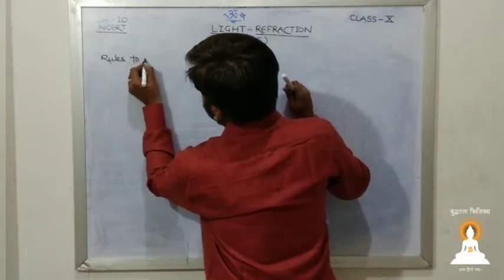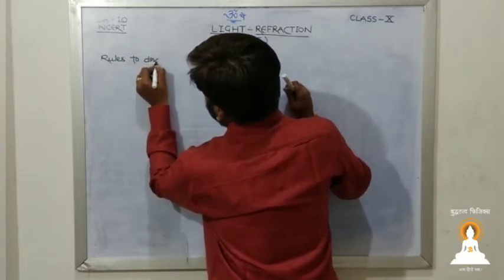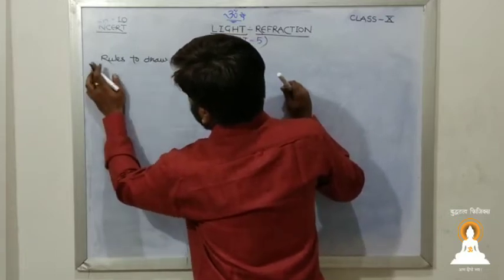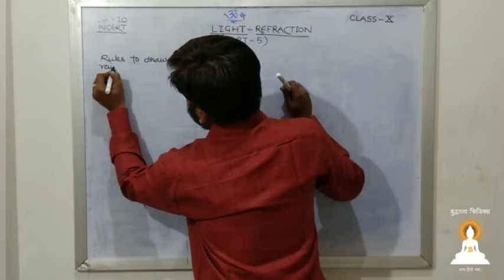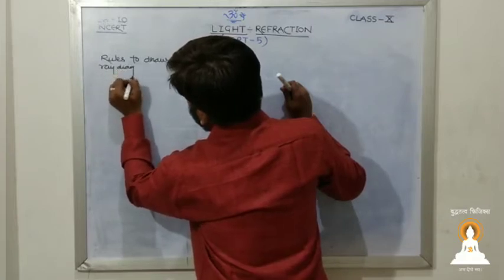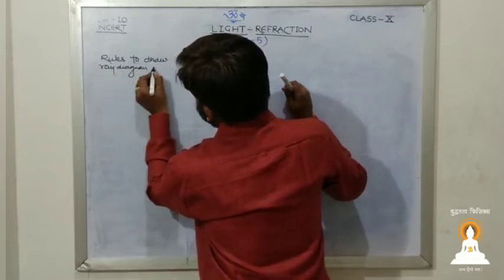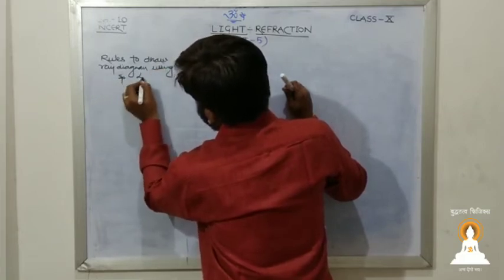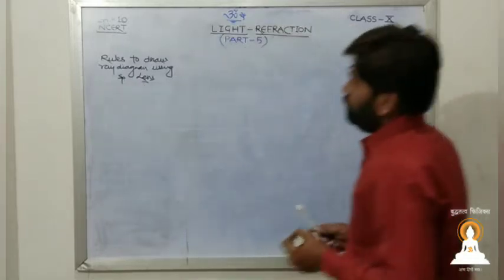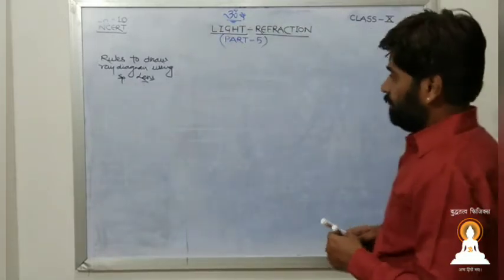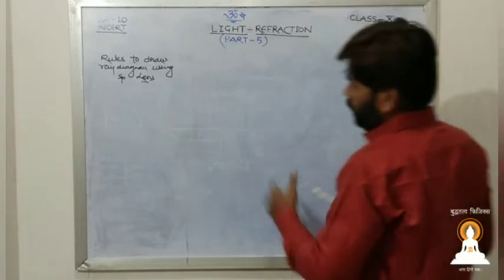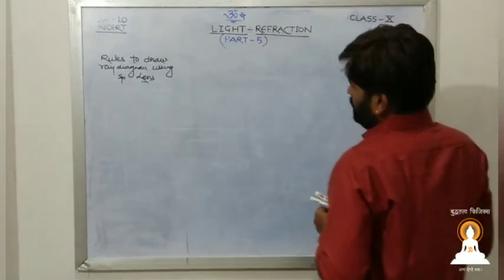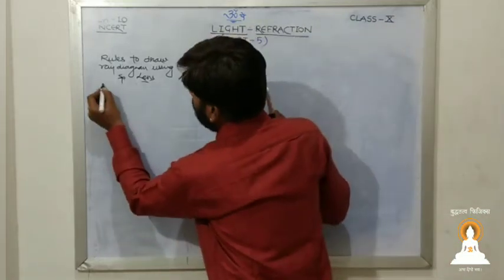Rules to draw ray diagrams using a spherical lens. Okay, so again the same procedure. We are going to have rules for both concave and convex lens. So let us begin with rule number 1.